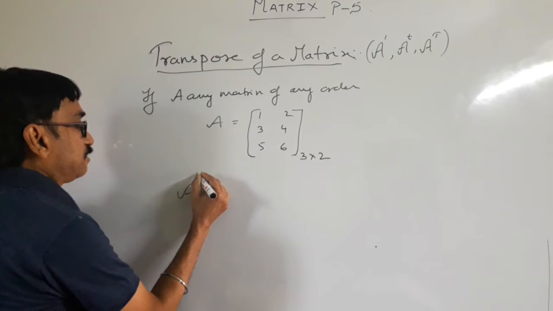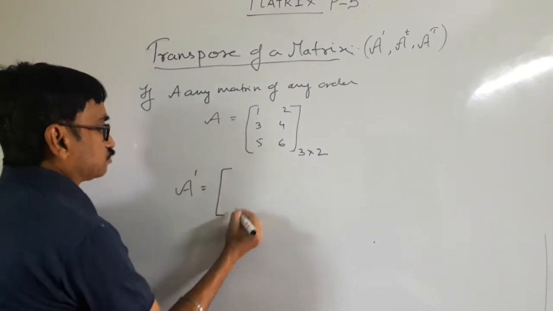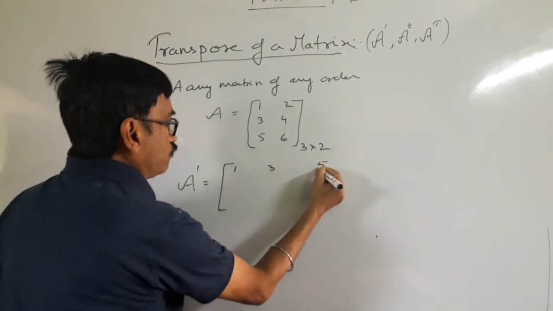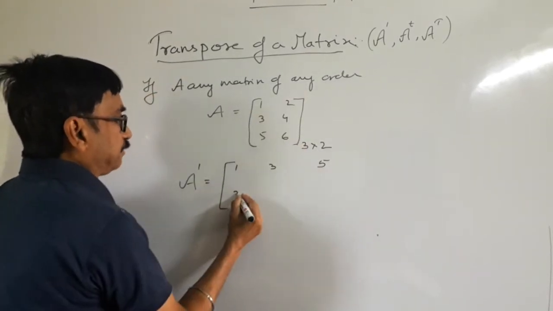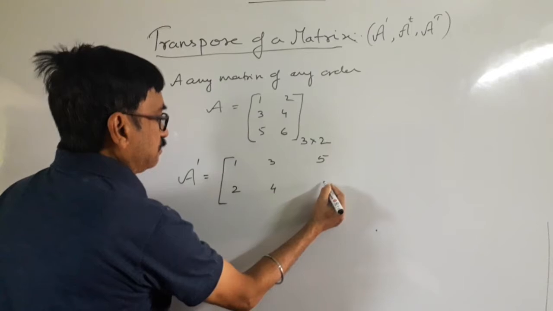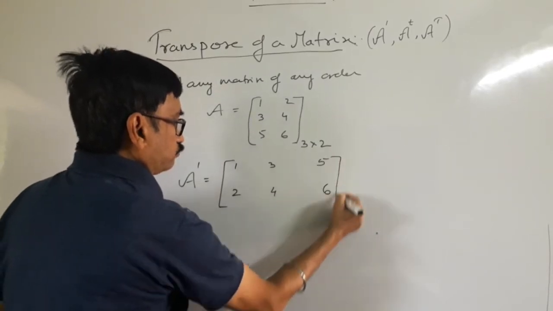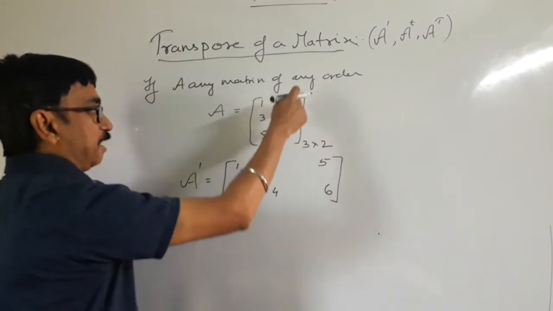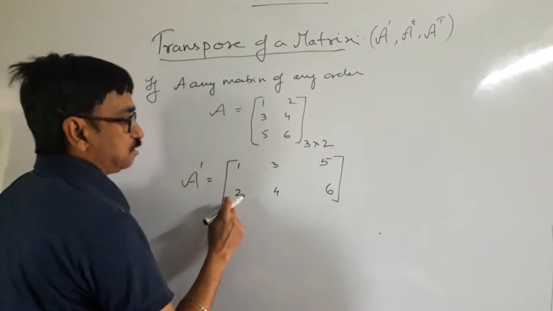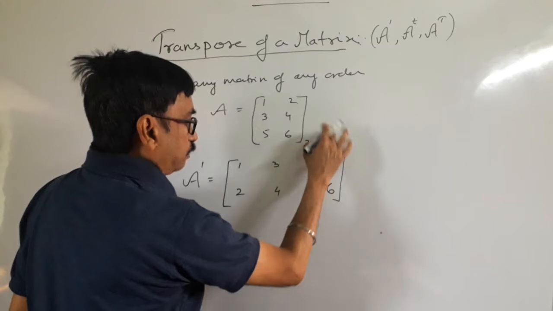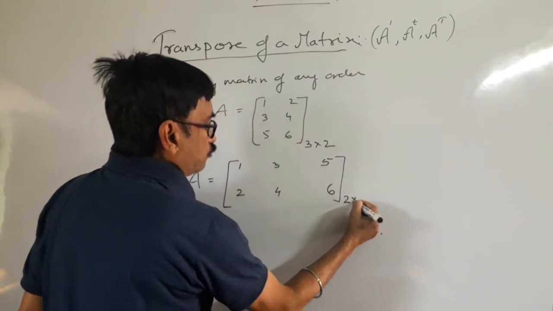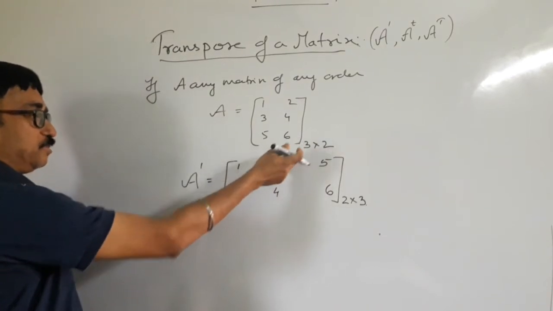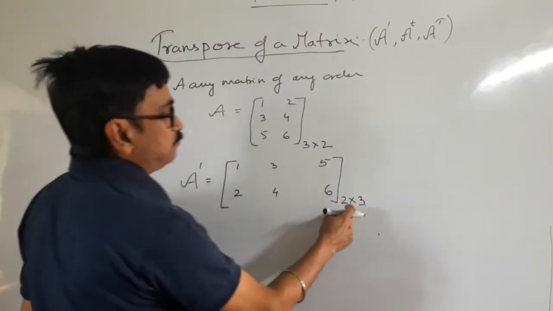Let us see here, A dash will be equal to, the first column will be interchanged to the first row and the second column will be interchanged to the second row, and the order will also reverse. Its order is 3 by 2. The transpose of a matrix order will become 2 by 3.